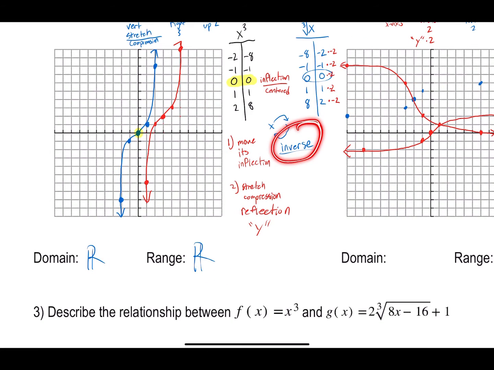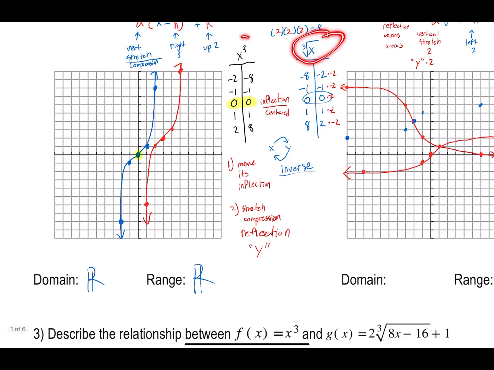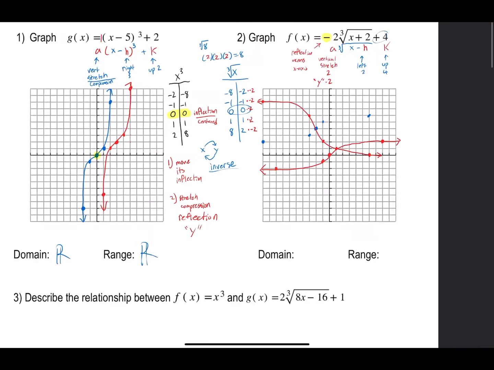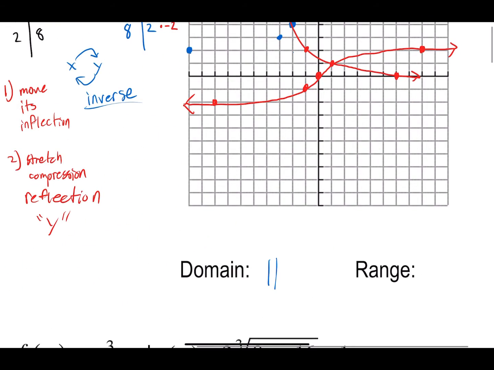Now remember, the cube root function is the inverse of the cubic. So you take the x, take the y, flip them, take the domain, which is x, and take the range, which is y, flip them. But what happens when you flip all real numbers and all real numbers? It stays the same.